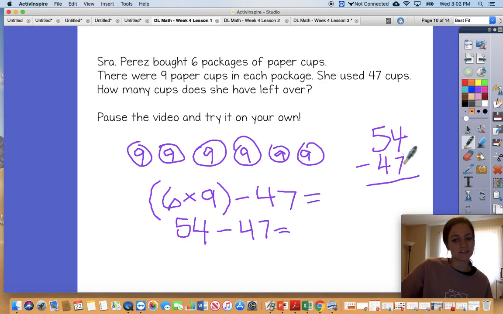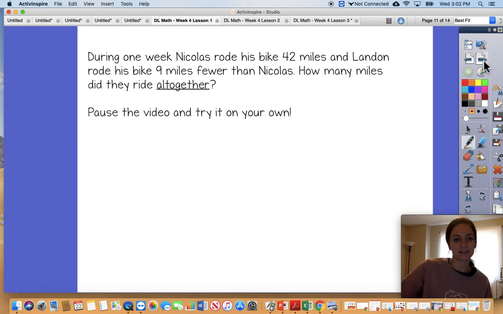Okay, 4 minus 7. Can't do it, so I got to go borrow. 5 tens becomes 4 tens, and I move 1 ten over here. 14 minus 7 is 7. And then 4 tens minus 4 tens is 0 tens. So she only has 7 cups left over. There's our answer. Okay? So hopefully you got that too.